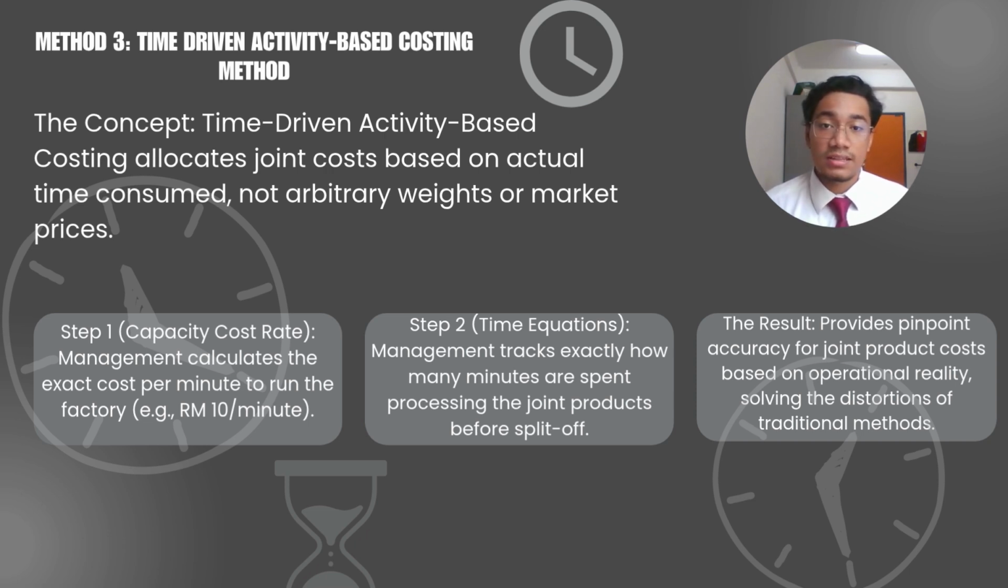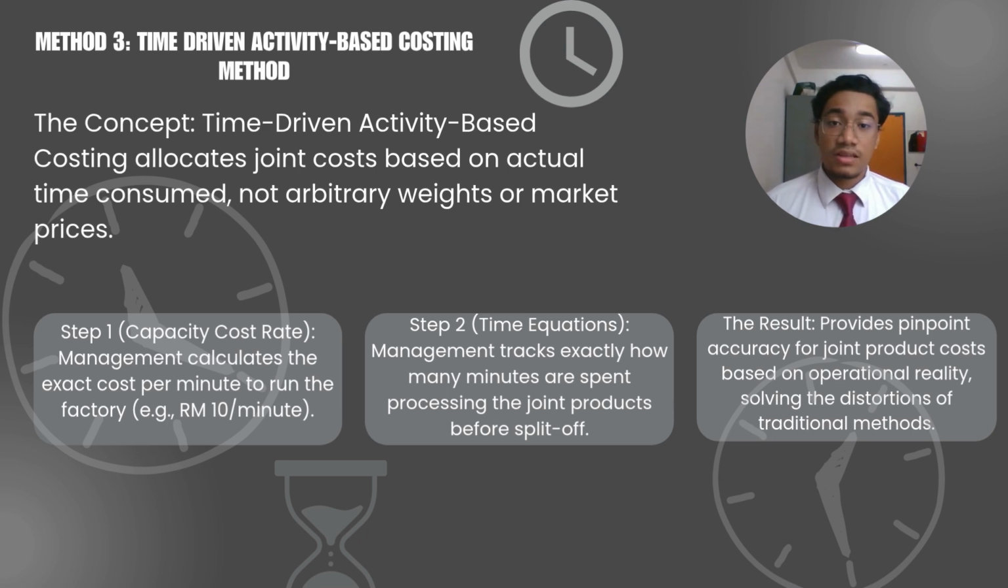What I find in this study, the researchers discovered that by moving away from traditional costing and adopting this advanced TDABC framework, which is the time-driven activity-based costing method, the company gained total visibility over its share processing costs. Crucially, the article highlights that traditional systems tend to overcost or undercost joint products because they ignore the actual consumption of operational resources. By accurately tracing the time spent on joint processing, the TDABC model revealed the true cost of production.